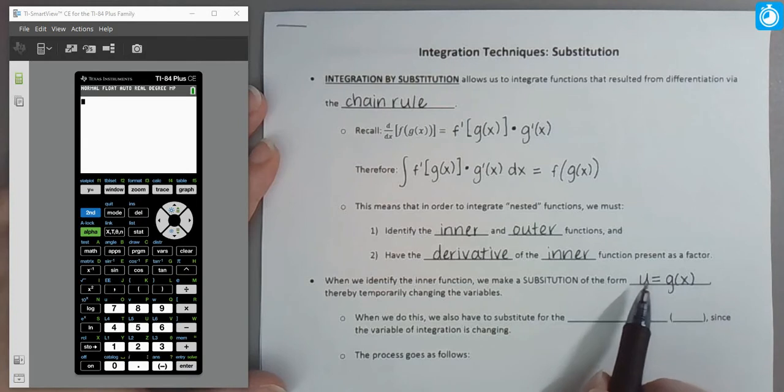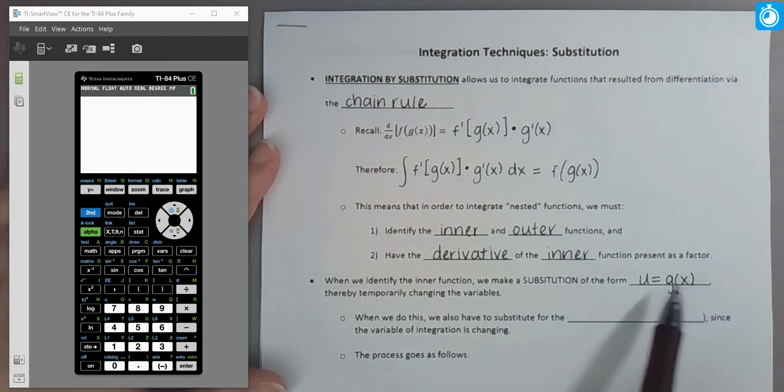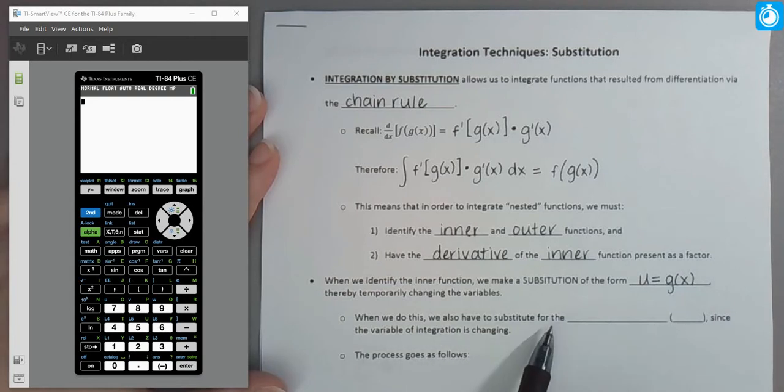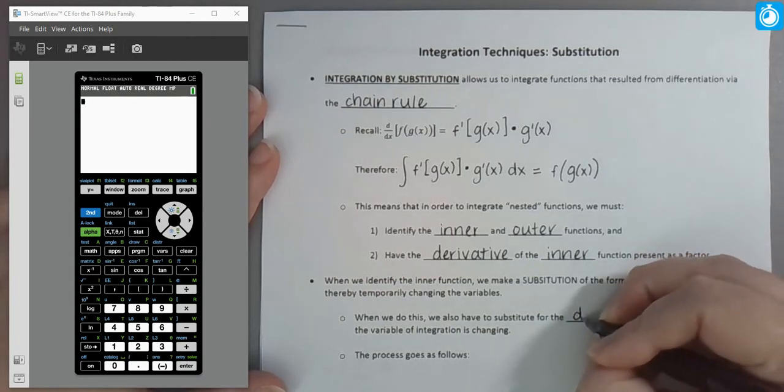Now, when we do this substitution, we change the variable in the problem. We change the variable of integration. So when we substitute for g of x, essentially we're eliminating x, and in place of x, we now have the variable u. So that means we also have to substitute for the differential.